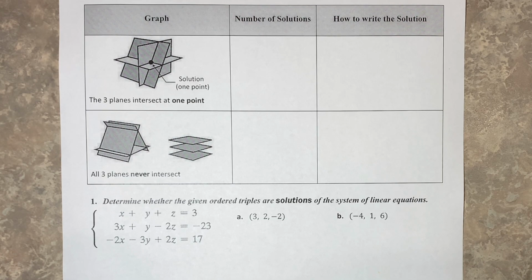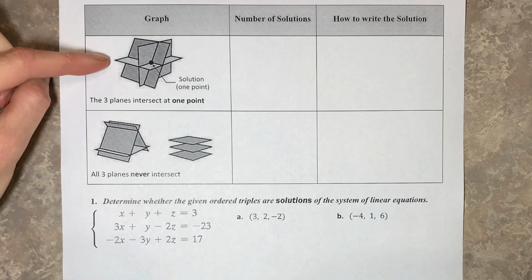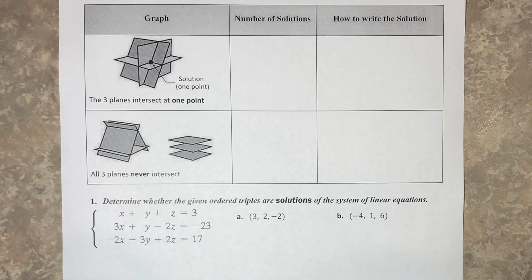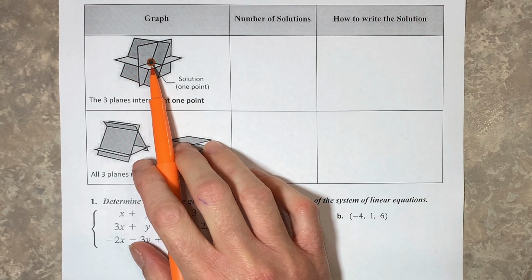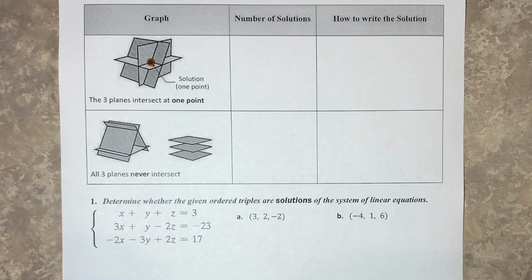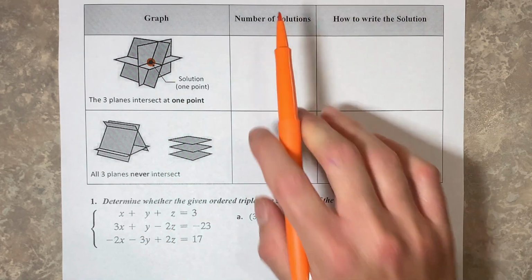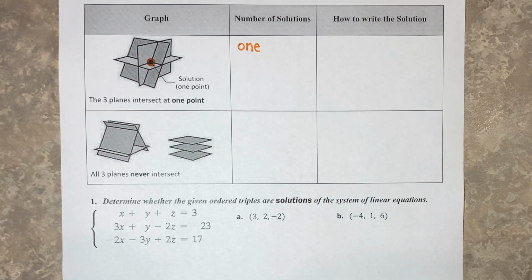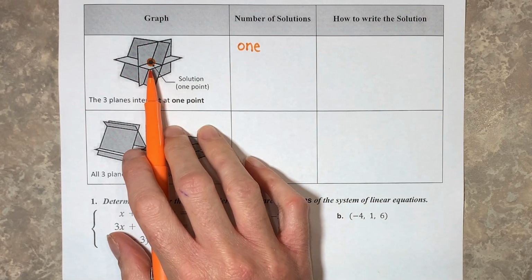So let's suppose we had a system of three equations involving three variables. And when we graphed those equations, we got three planes, like you see here. The solution is the point where all three of those planes intersect, which would be this point right here. So for this particular case, the number of solutions would be 1, since there is one point of intersection.